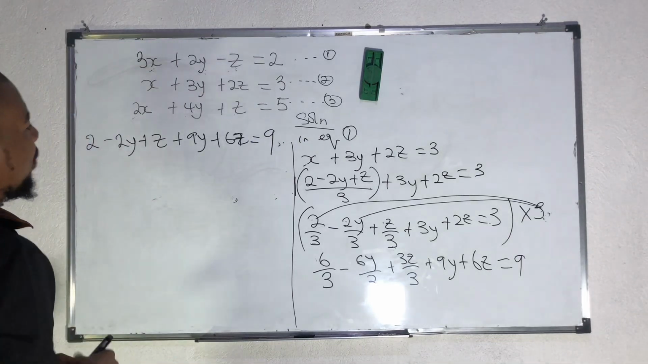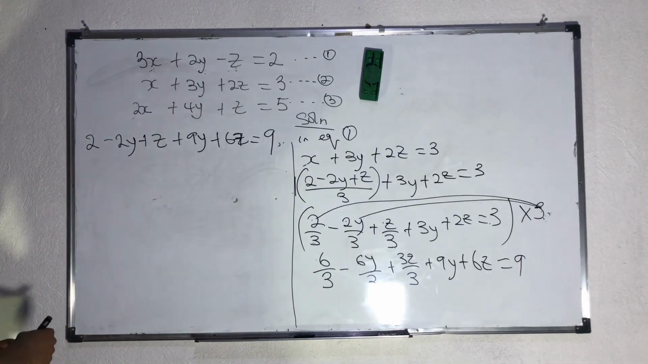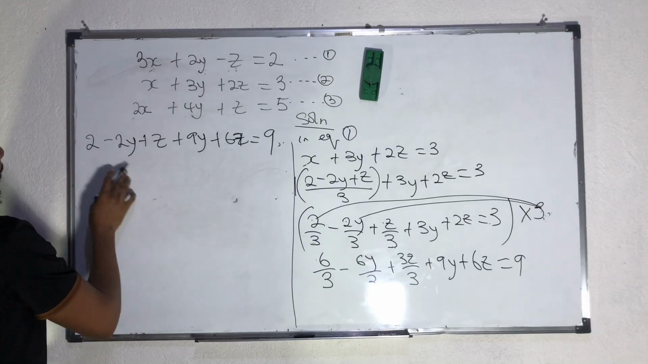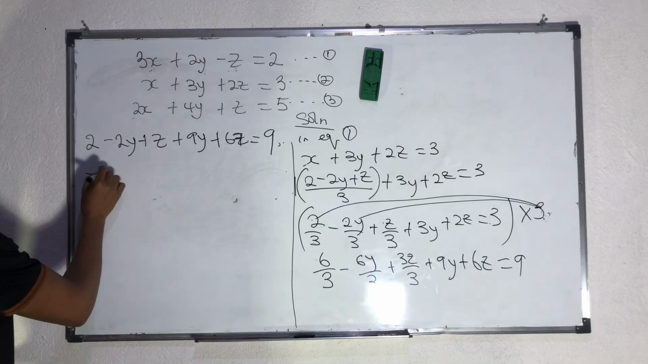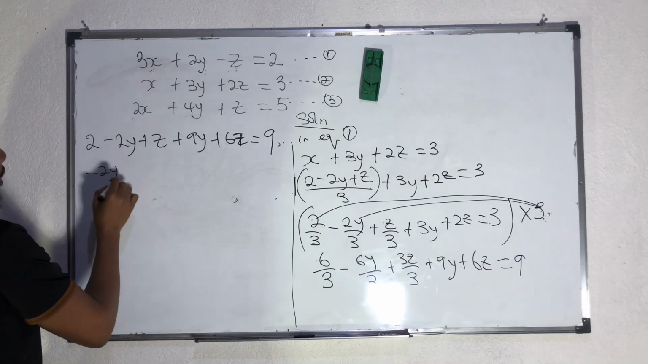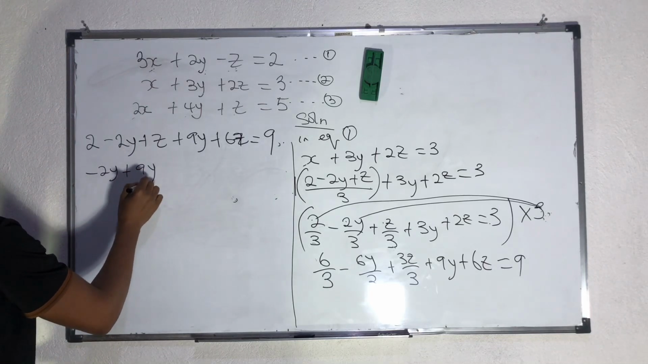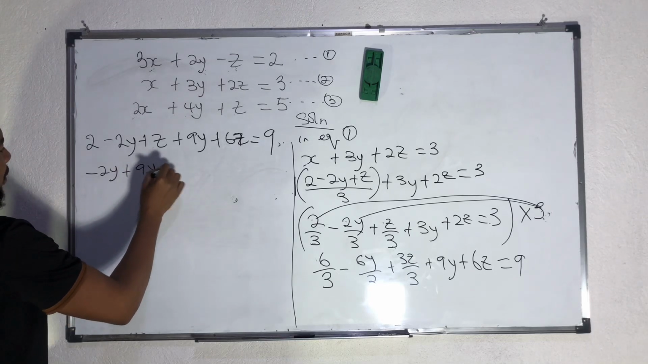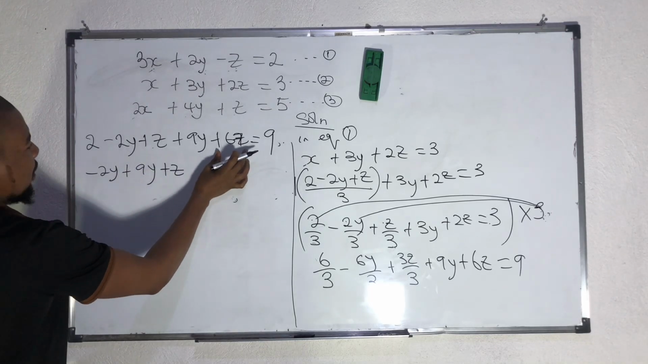All right, so let's clean this up by collecting like terms. I'll pick the y's first. Here we have a negative 2y. We have a plus 9y. Okay, let's now pick the z. We have a plus z here. We have a plus 6z here.